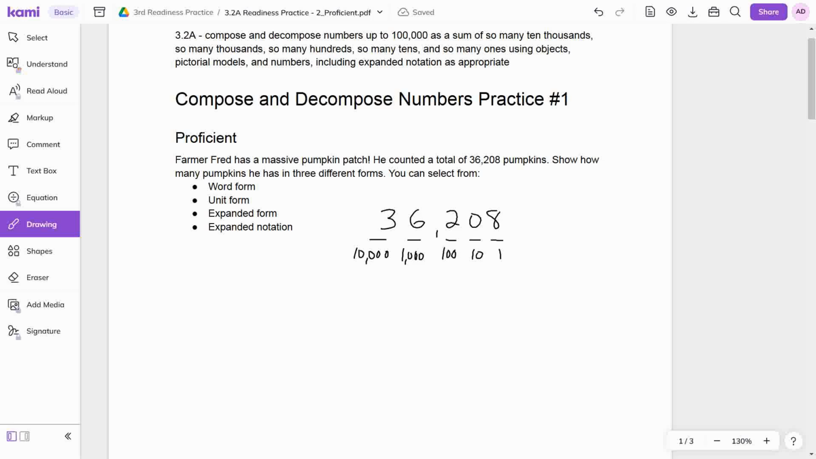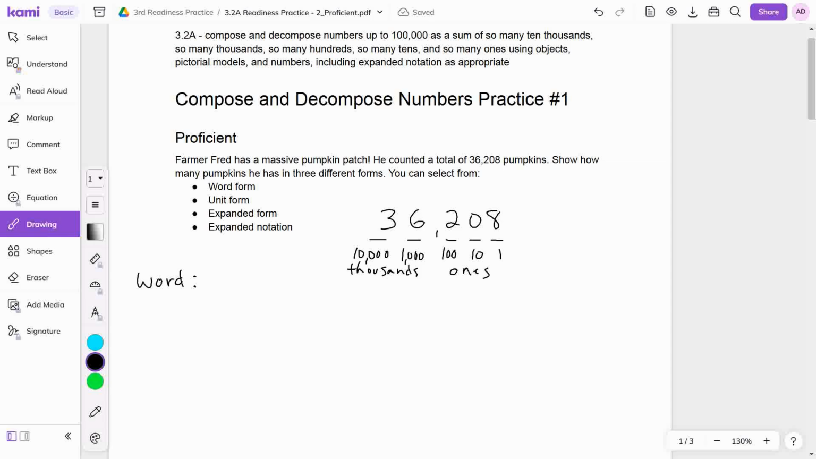So if I wanted to do word form, I would write it like I read it. Now I have to read it correctly. First we have to see that this is broken up into periods or families. The comma separates each period or family, and this period is the thousands period. And then the other one, we don't really say its name, but it's the ones period or family.